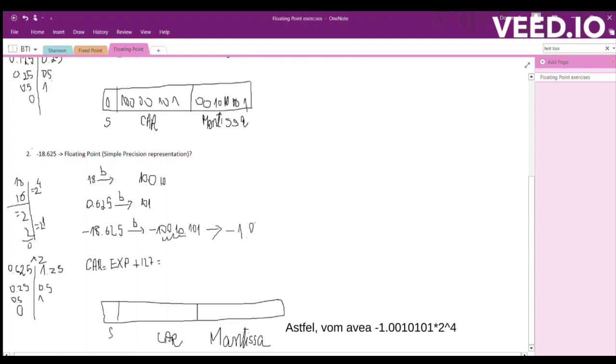So 1.0010101 times 2 to the power of 4. Now the CAR will be exponent plus 127. The exponent is 4 plus 127. We will get 131.